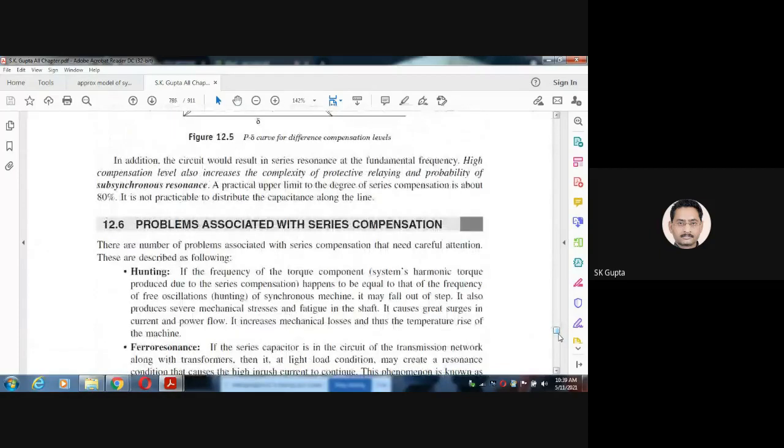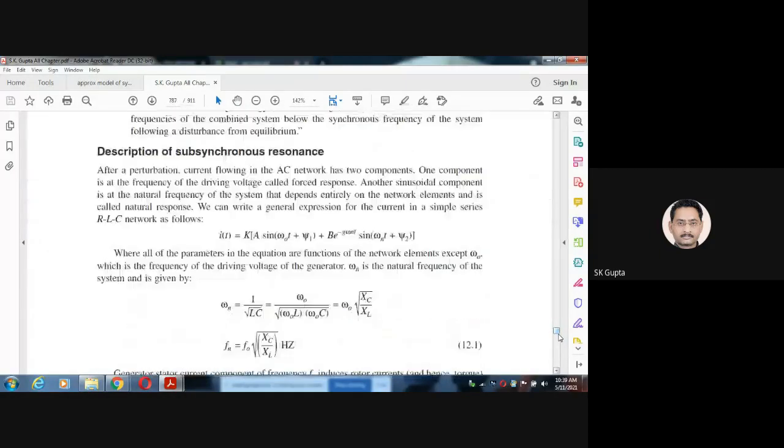Now we will come to the actual topic of the unit, that is subsynchronous resonance. Now you see, this is the signal for current. This is the current. If a disturbance comes when the synchronous generator is connected with the grid, and disturbances will always be there.